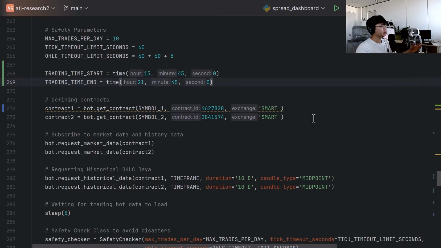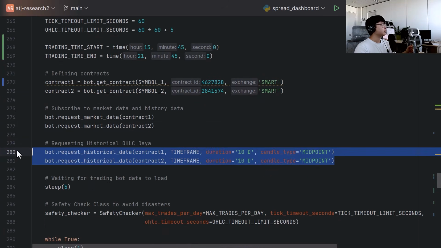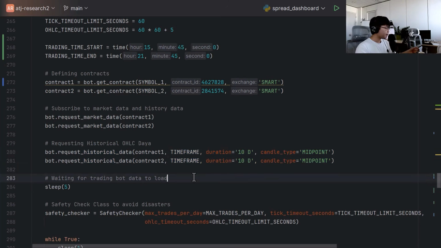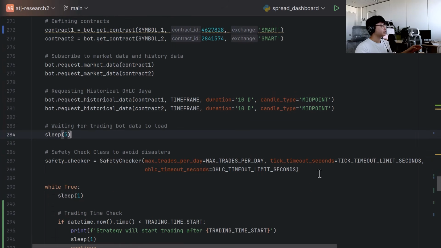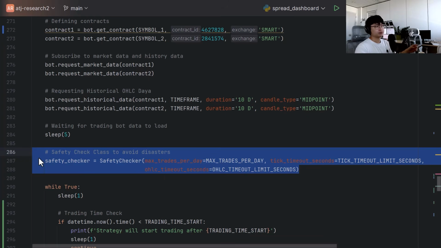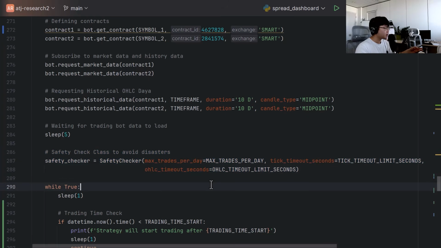Here we are defining the contracts in TWS. So contract 1 is GS, contract 2 is MS. Then we request the bid and ask prices from TWS, and in this section, we are requesting the historical OHLC data to compute the indicators. Then we wait 5 seconds for data to load, and here we initialize the safety checker class to make sure that the safety checks are running.